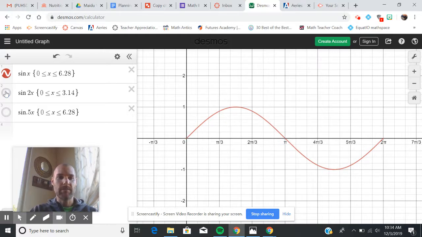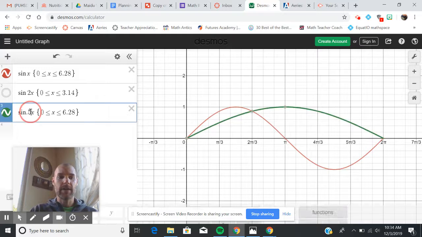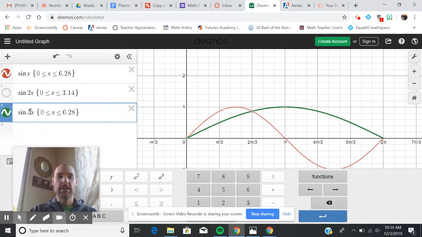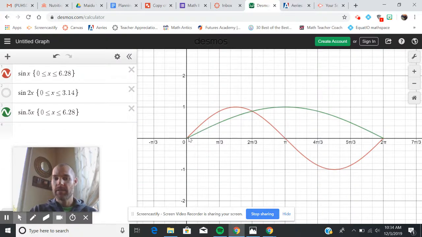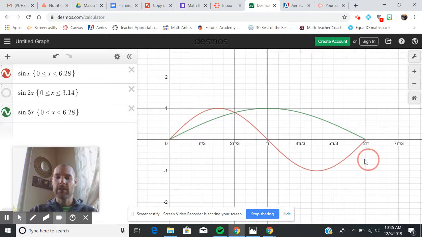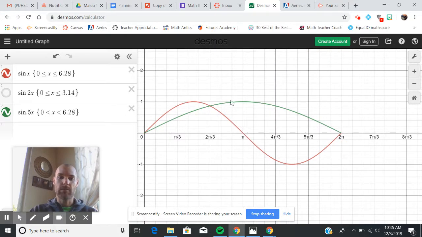Okay, let's take our original and compare it with the sine of 0.5x. Now if I look at this, that 0.5 in front right there means that there is 0.5 of a cycle in that 2 pi. So we can see the graph goes up to its peak and then back down, but it doesn't get a chance to go down to its minimum and back up. So how long do you think it would take for this green graph to go all the way up, down to its minimum, and back up?